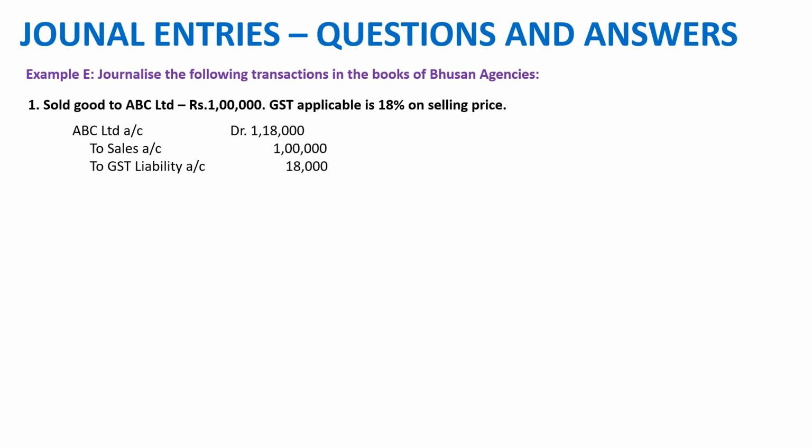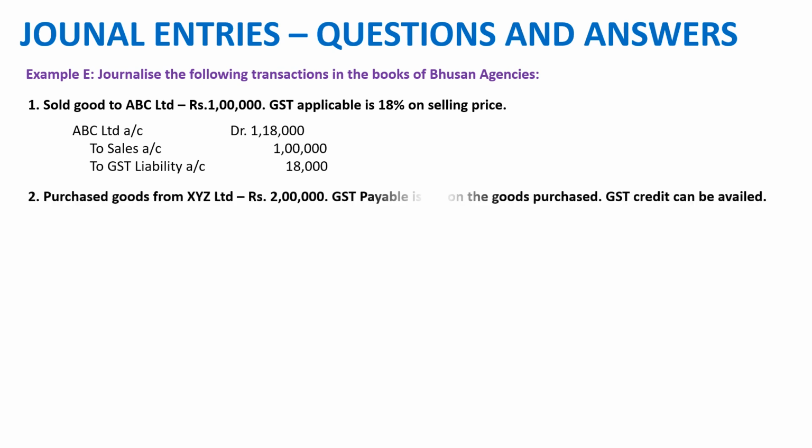Sometimes students make a mistake that ABC Limited is 1 lakh and they struggle to post this 18,000 rupees on the other side. So the total amount to be received from ABC is 1 lakh 18,000: 1 lakh toward the goods, 18,000 toward the GST. Second transaction, purchase goods from XYZ Limited 2 lakh.